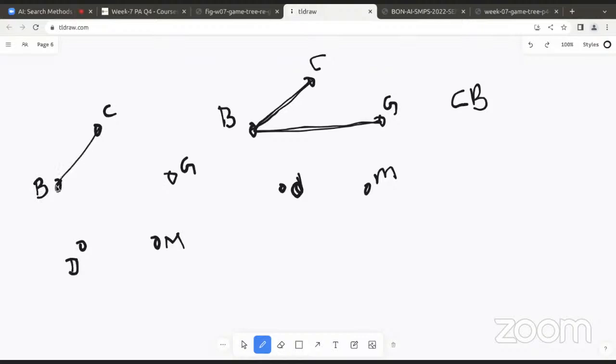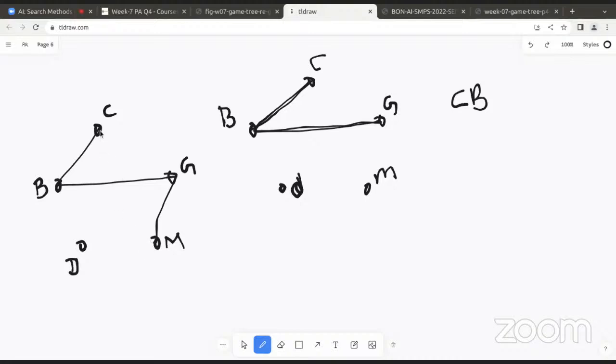So CB is given, BG is given, GM is given. Now, how many tours can I construct? How many tours are possible from here? Can I go from C to M? No, if I go from C to M, it will become closed. It will become a subtour.